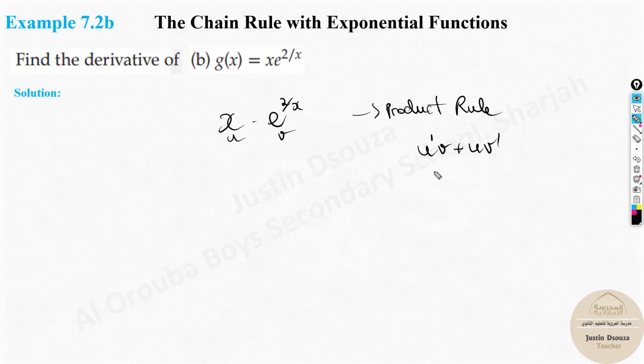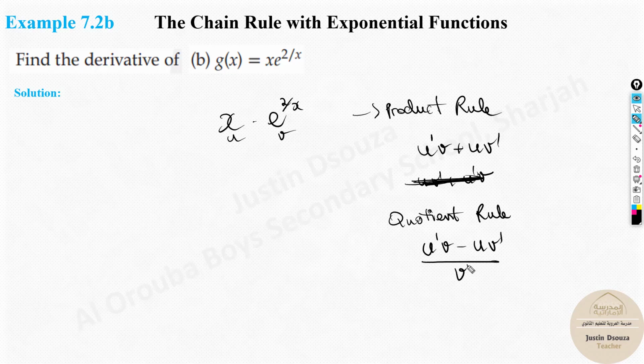I remember one of the students asking me, can we write it u v dash plus u dash v? Yes, you can write it like this. But I always ask students to follow this method. Why? Because if you remember this, then your quotient rule, the division rule, that is, what is that? U dash v minus u v dash. Only the thing is it'll become minus here and divided by v squared.